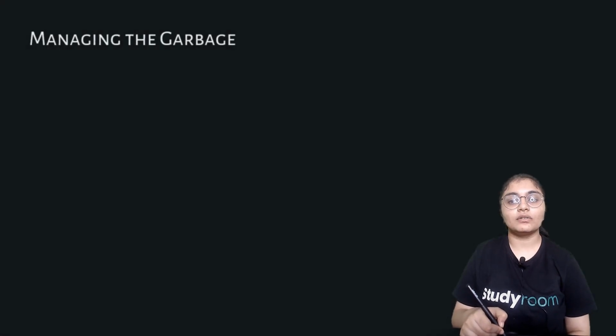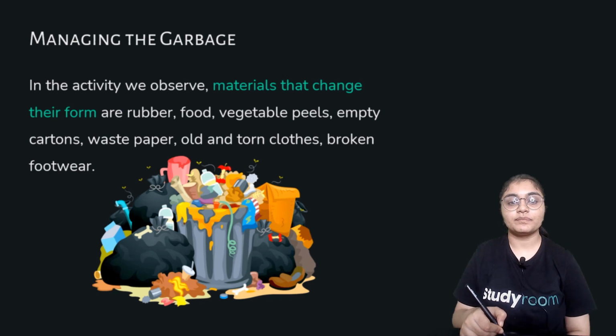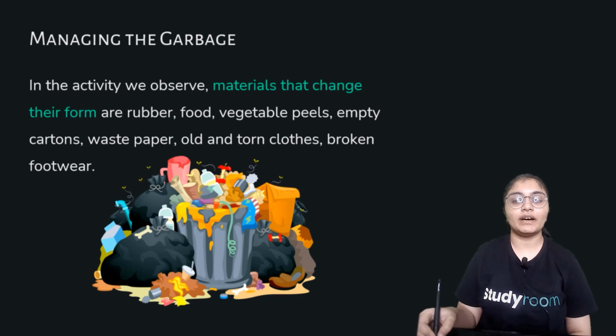Now, how should we manage garbage? We are doing an activity here where we will collect some waste material from our homes, like kitchen waste that includes spoiled food, vegetable peels, used tea leaves, milk packets and empty cartons, and waste paper, empty medicine bottles, old and torn clothes, and broken footwear.